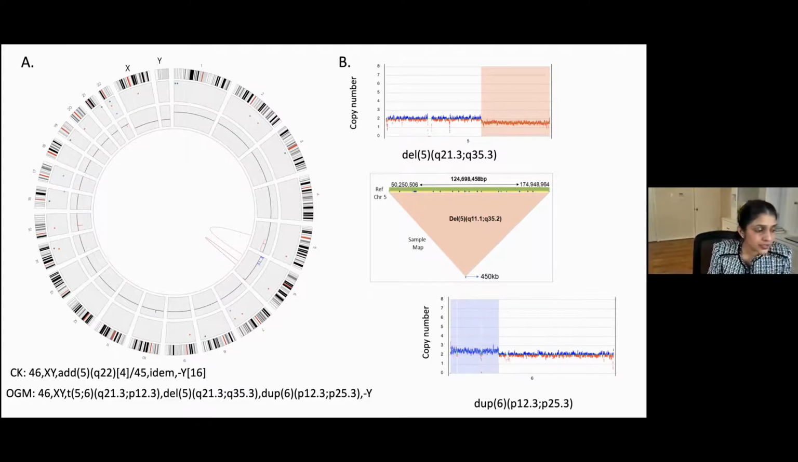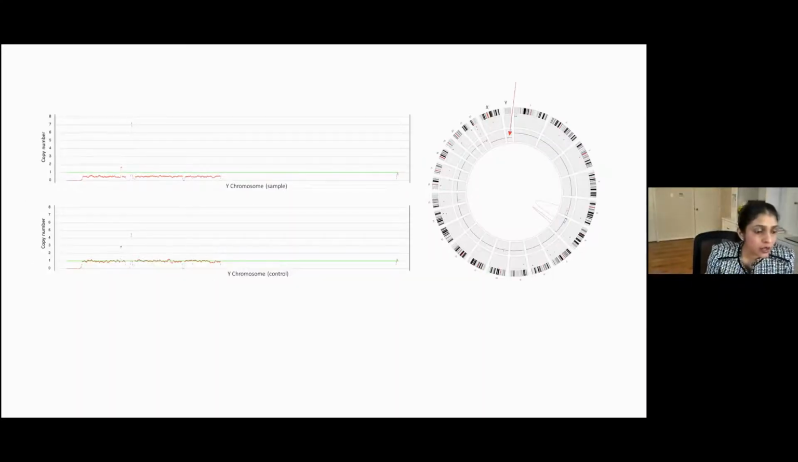In addition, as we noticed, the conventional karyotype shows deletion of chromosome Y. So when we look into it, although in the circos plot the deletion of chromosome Y is not that apparent, we are able to appreciate that in a copy number plot where the CNV of chromosome Y is less than 1 compared to a random control sample from an unrelated male.